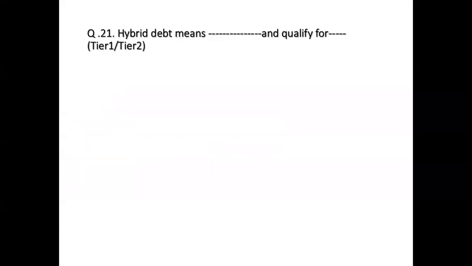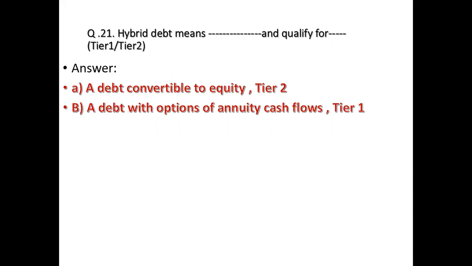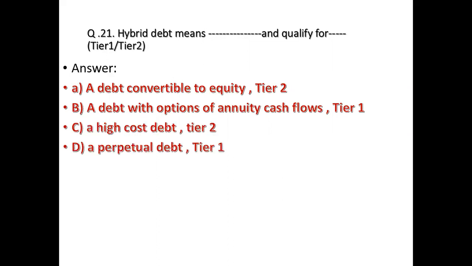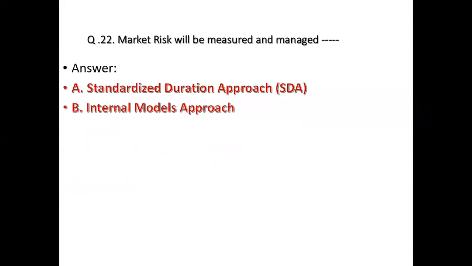Hybrid debt always qualifies as Tier 2. Hybrid means a combination of equity and debt. Hybrid debt always qualifies as Tier 2; it will never be Tier 1, it is Tier 2 only. Market risk will be managed normally under the SD approach, standardized duration approach, or internal models approach.